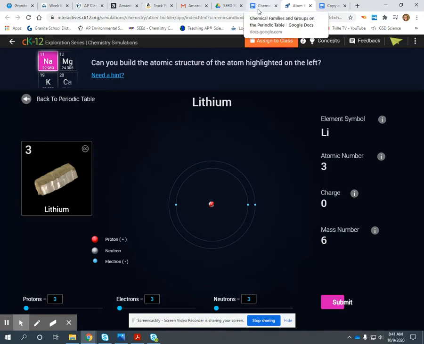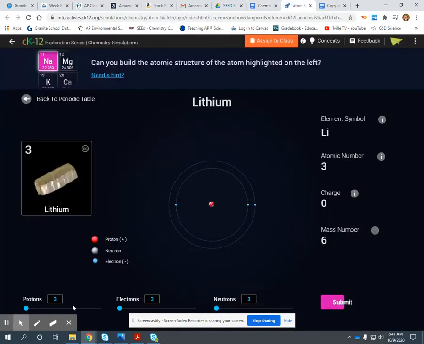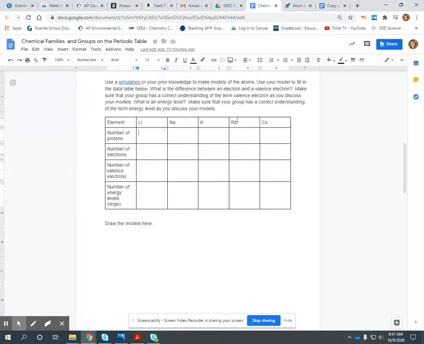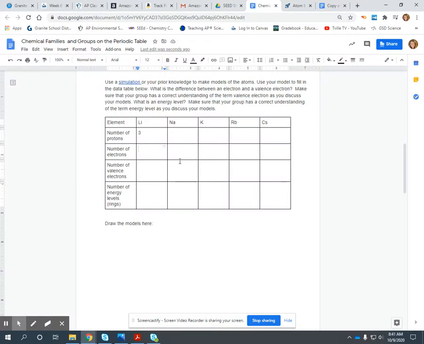Okay, let's fill out the table. How many protons does lithium have? Well, if I go to the simulation, it says 3 protons in a lithium atom. So I'm going to type in 3 protons. How many electrons? Well, again, I look at the simulation and I added 3 electrons here. So I'm going to type in 3 electrons.